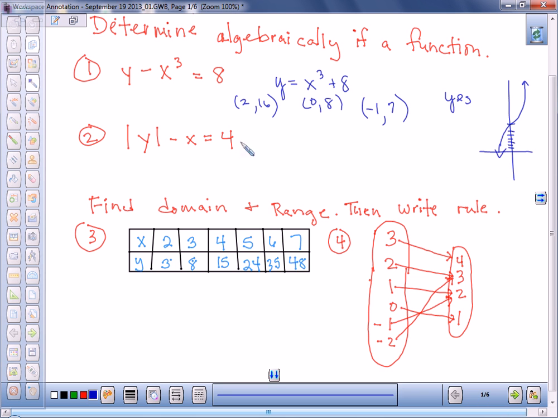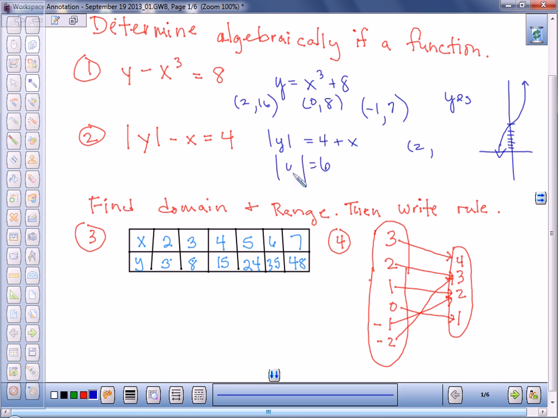Okay. Now this next one, we get the absolute value of y is equal to 4 plus x. What do y'all think? Let's test something. Are we going to stick with 2? Okay, so we're going to plug in 2 and see what happens. So if we plug in 2, we get 4 plus 2 is 6.